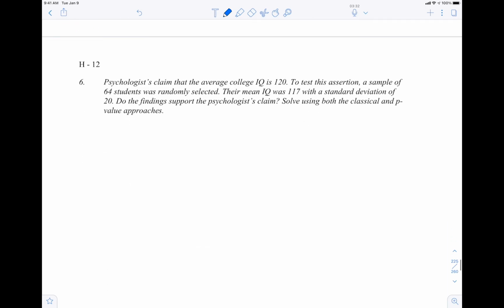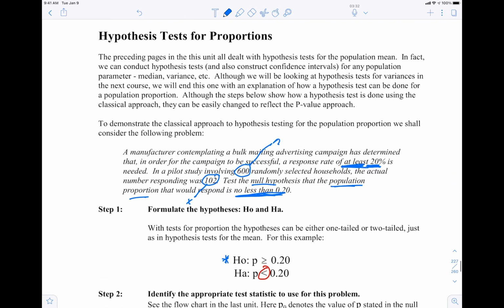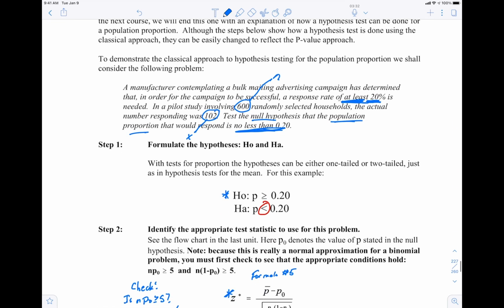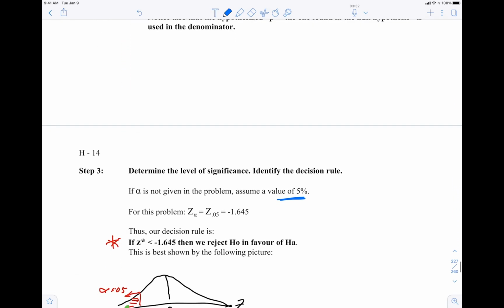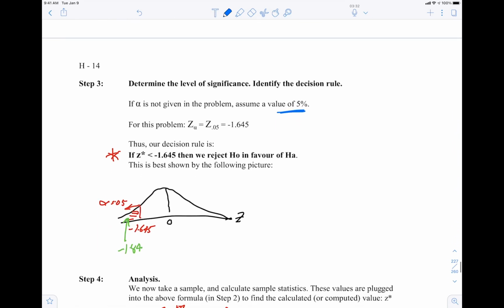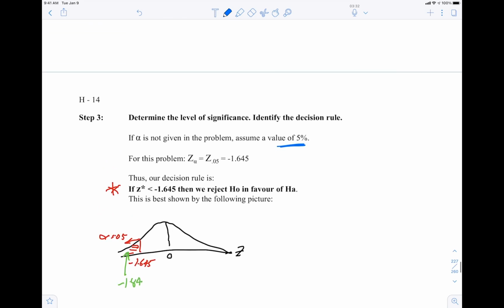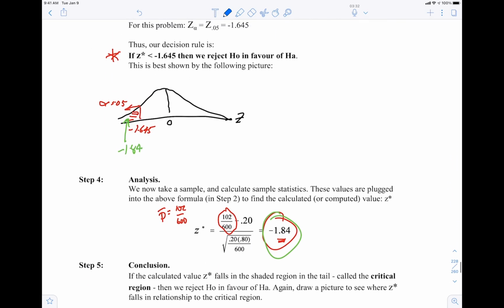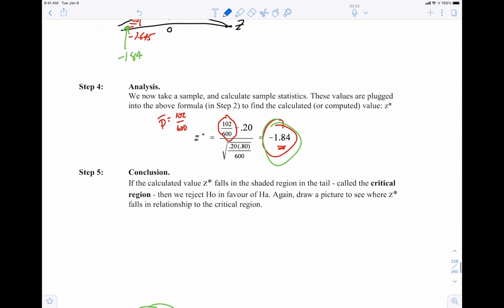By the way, here's the psychologist claim. I'm going to go through that with you in class. Here's the test for the proportion. This was a one-sided test, lower tail. Take a look at the sign of the alternative hypothesis. And then we walk through this, and we ended up with a critical value of minus 1.645, a computed value of minus 1.84, and so we reject H0.